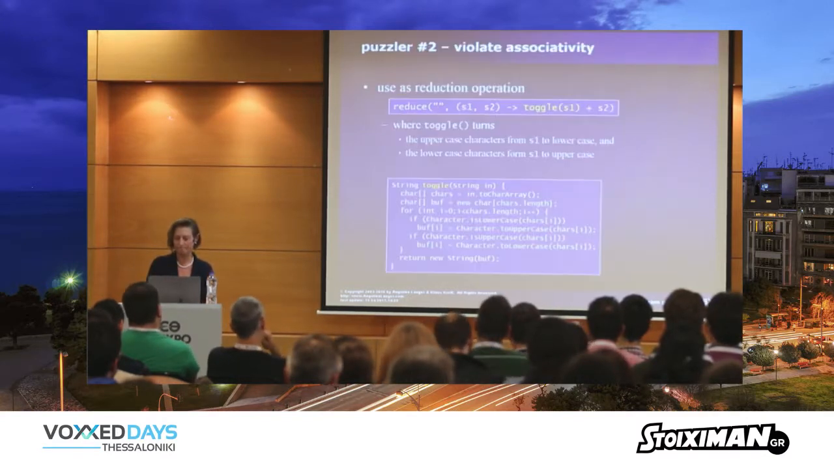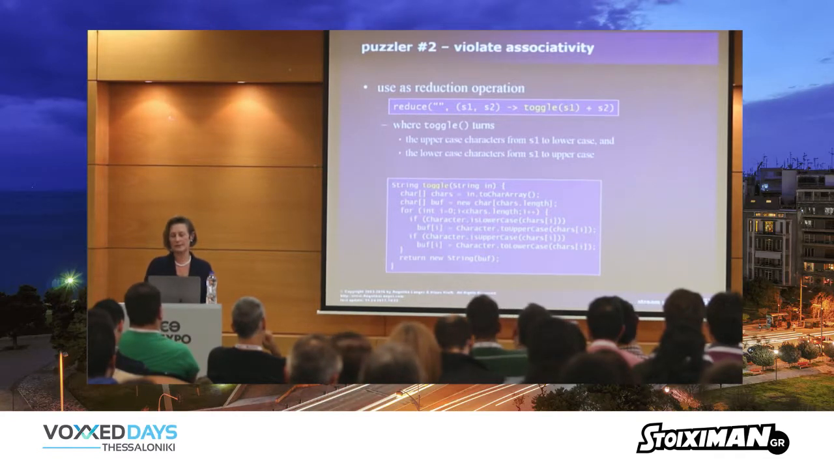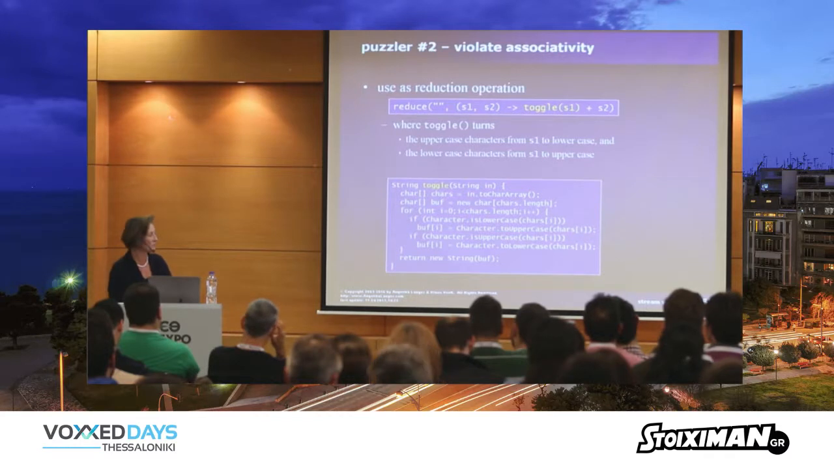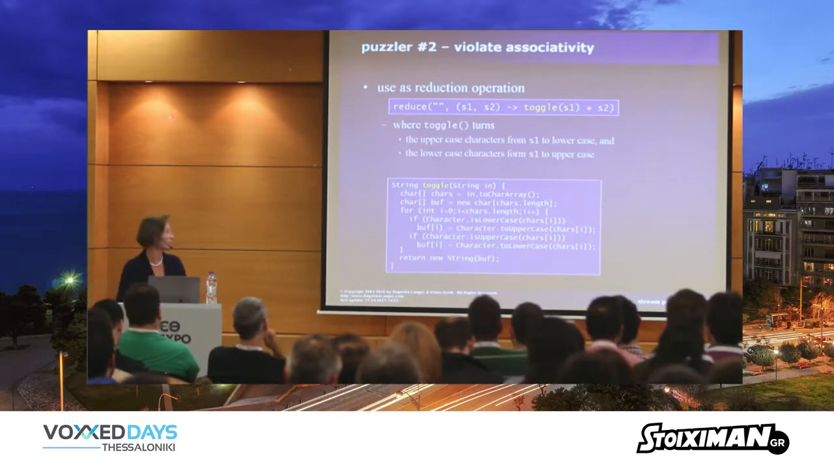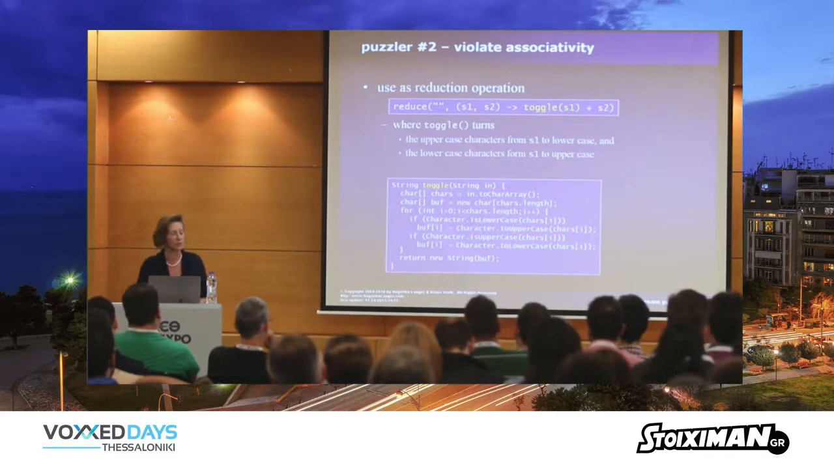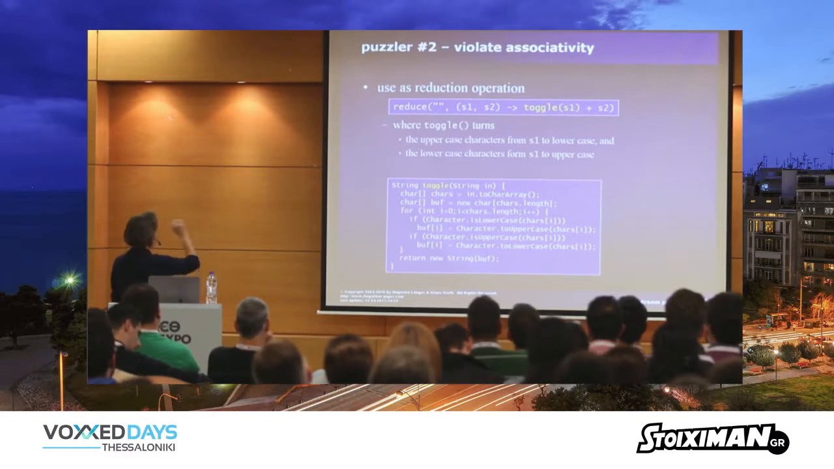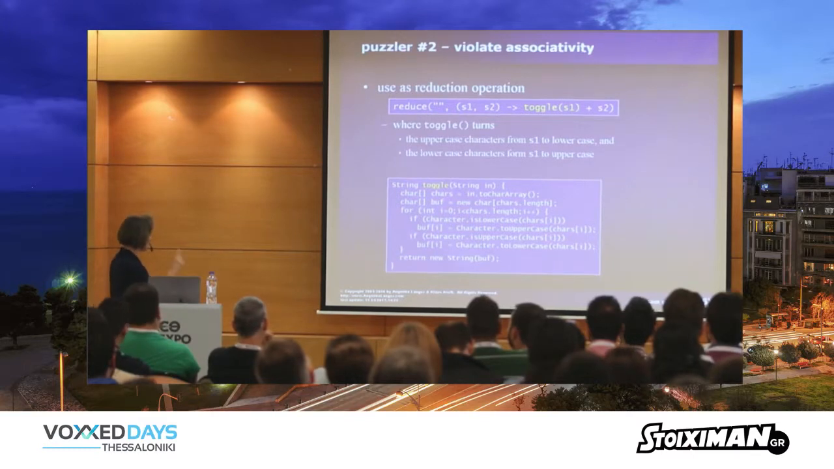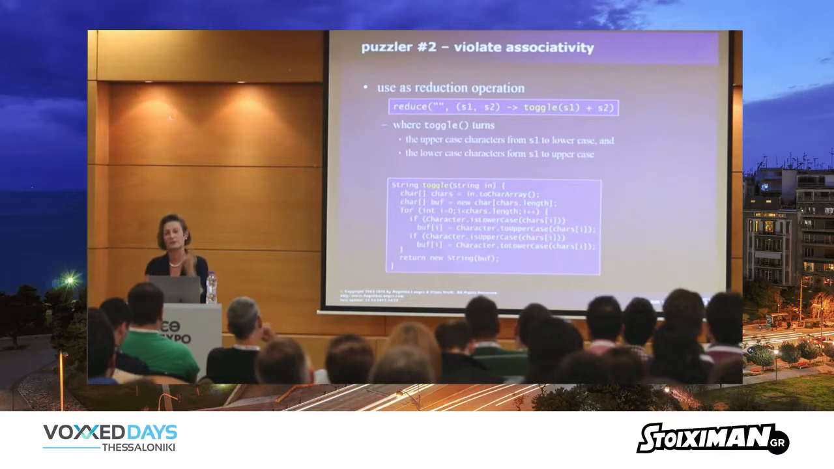Okay. So let's try the second requirement. The accumulation function must be associative. I was trying to find some kind of function that doesn't meet the requirements, and what we came up with is we will toggle the first string and then concatenate the second one. And toggling just means we turn uppercase letters into lowercase letters and vice versa.